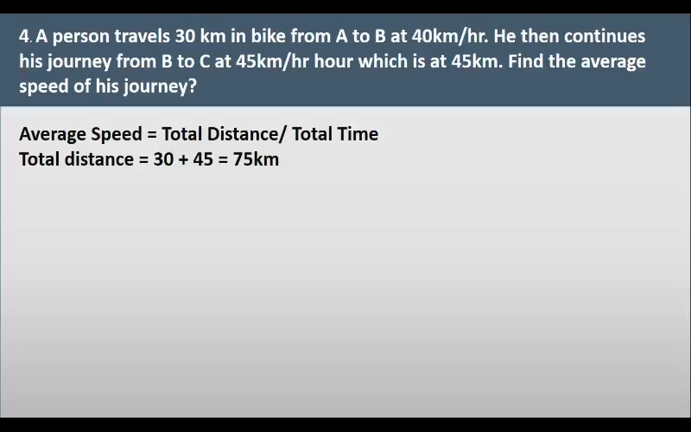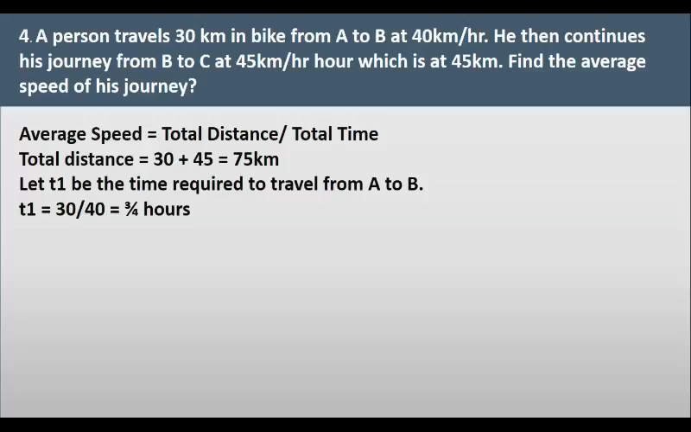So let us assume that T1 is the time taken to travel from A to B. We know that from A to B, the distance is 30 kilometers and the speed is 40 kilometers per hour. Thus we can calculate time using the formula distance by speed. So we get T1 equal to 30 by 40, which in turn simplifies to 3 by 4 hours.